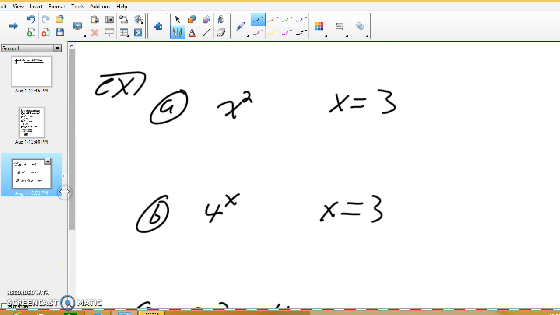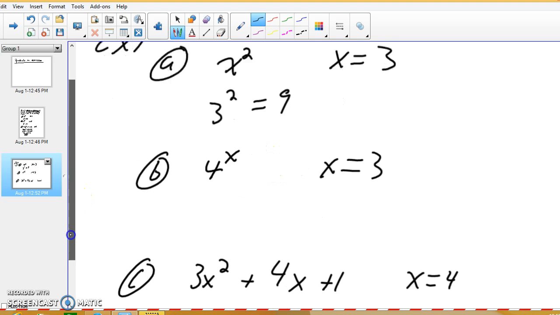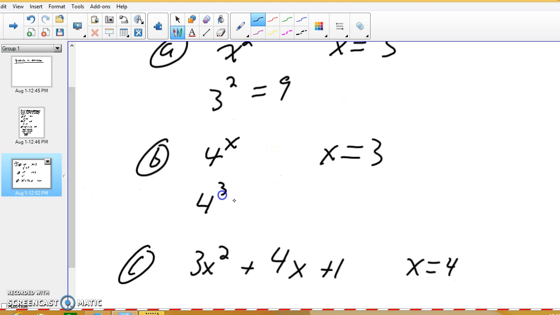Okay, now we'll go through each of them. So again, just plug in 3 for x, which is equal to 9. So to simplify this expression, plug in the value of the variable. The value of the expression is 9. Similarly, well, that's 4 times 4 times 4, which is 64.